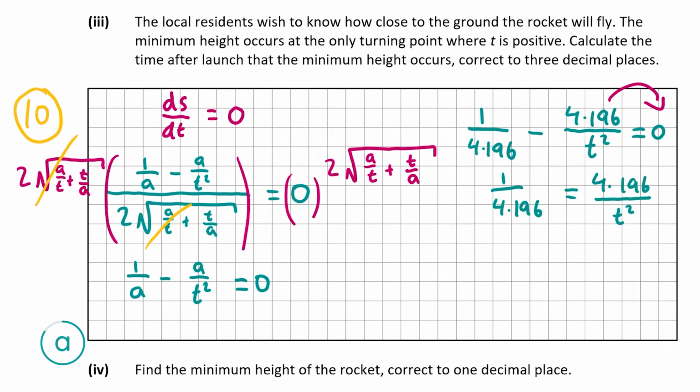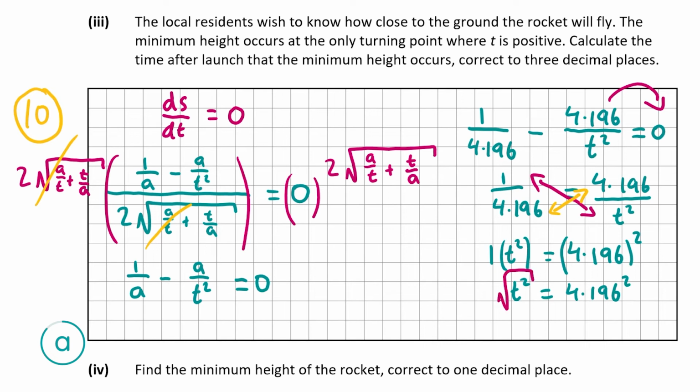So now I'm going to do cross multiplication. So it's going to be 1 by t is equal to 4.196 by 4.196. And 4.196 by 4.196 is just 4.196 squared. So that's going to be t squared is equal to 4.196 squared. And if I get the square root of both sides, that will give me t is equal to 4.196. And of course that's in seconds. So there we have it, the minimum height occurs after 4.196 seconds. So that's our answer for A part 3.